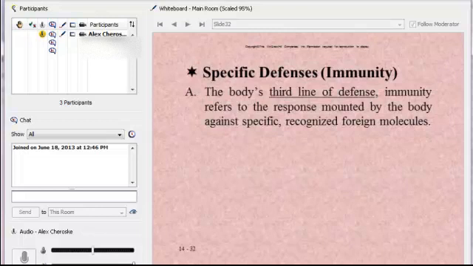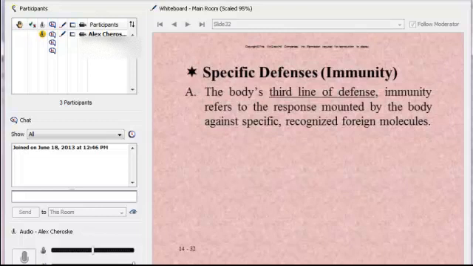Okay. Alright. So now we're going to the third line of defense. Now hopefully you guys at least know the cells that are going to get involved in the third line of defense, the specific immunity that we have internal. So two different cells, what do they call them?